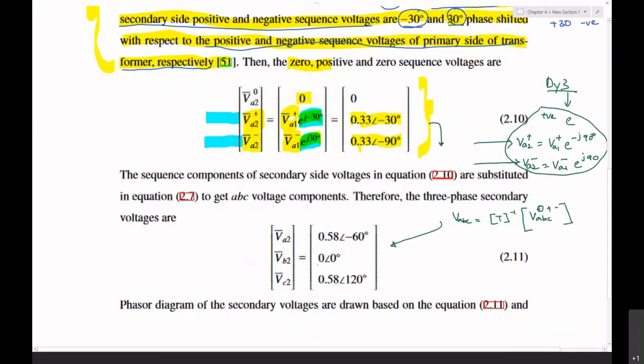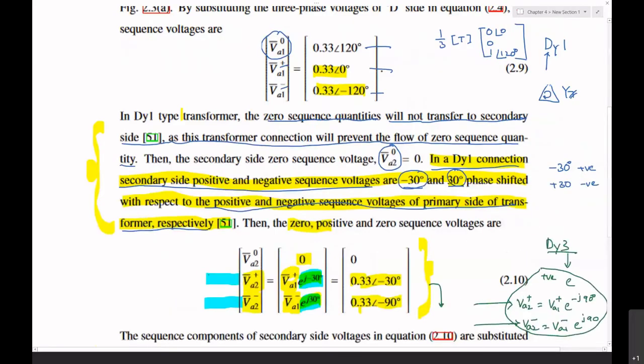VA2 has 0.58 at an angle of 60 degrees. VB2 has 0 at an angle of 0 degrees. VC2 has 0.58 at an angle of 120 degrees. If you recollect, for the VA1, VB1, VC1 voltages, VA1 is 0 voltage, VB1 is 0 voltage, and VC1 has one at an angle of minus 120 degrees, plus 120 degrees.